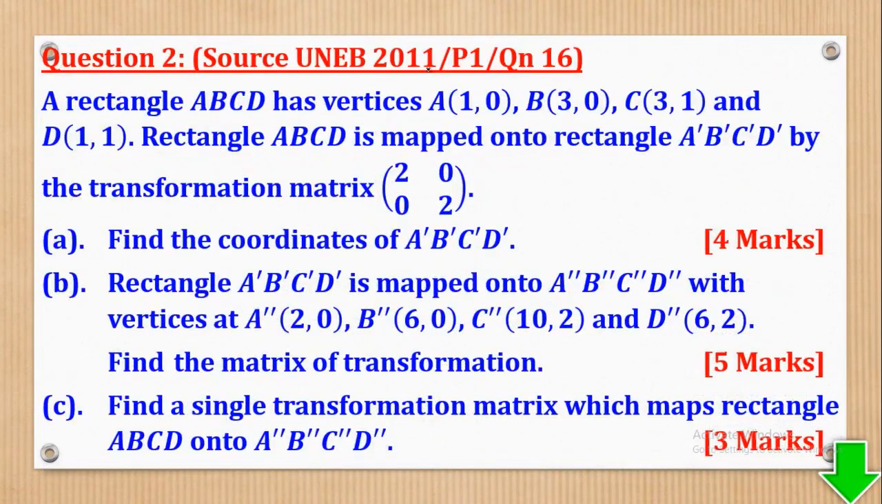Then question 2 came from UNEB 2011, paper 1, question 16, and says a rectangle ABCD has vertices A, B, C, and D as shown. Rectangle ABCD is mapped onto rectangle A prime, B prime, C prime, D prime by the transformation matrix 2, 0, 0, 2. Part A. Find the coordinates of A prime, B prime, C prime, D prime. Let's start with part A.